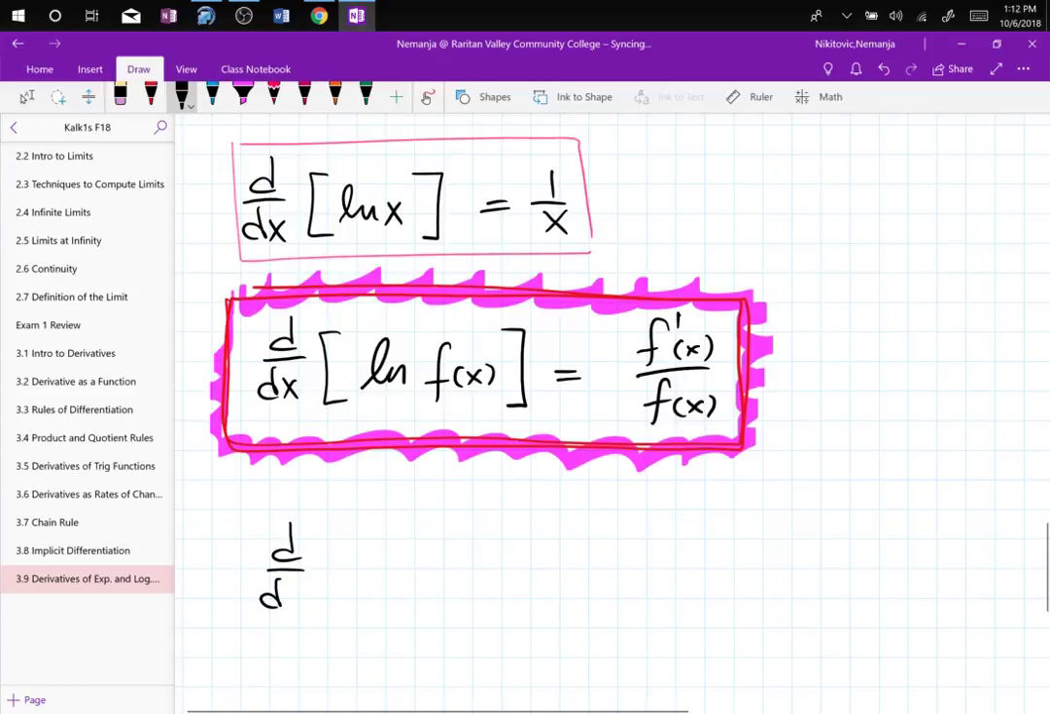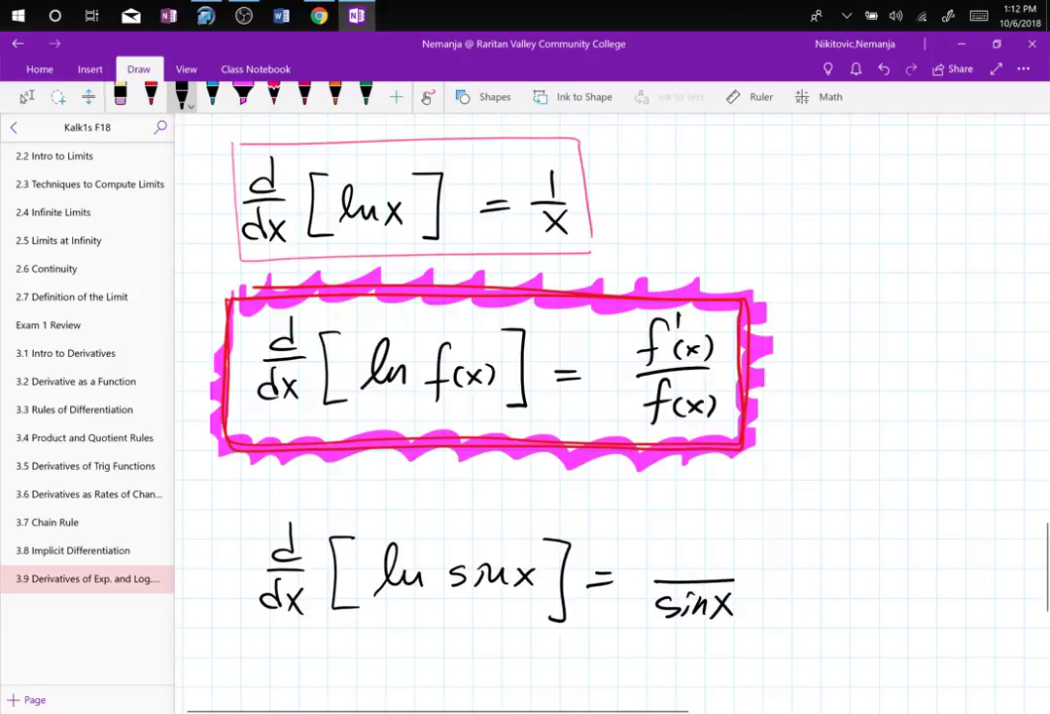So what is the derivative of ln of, let's say, sine x? You take your sine x as is and you put it down. The derivative of sine is cosine x. The answer is cotangent x. That's it.